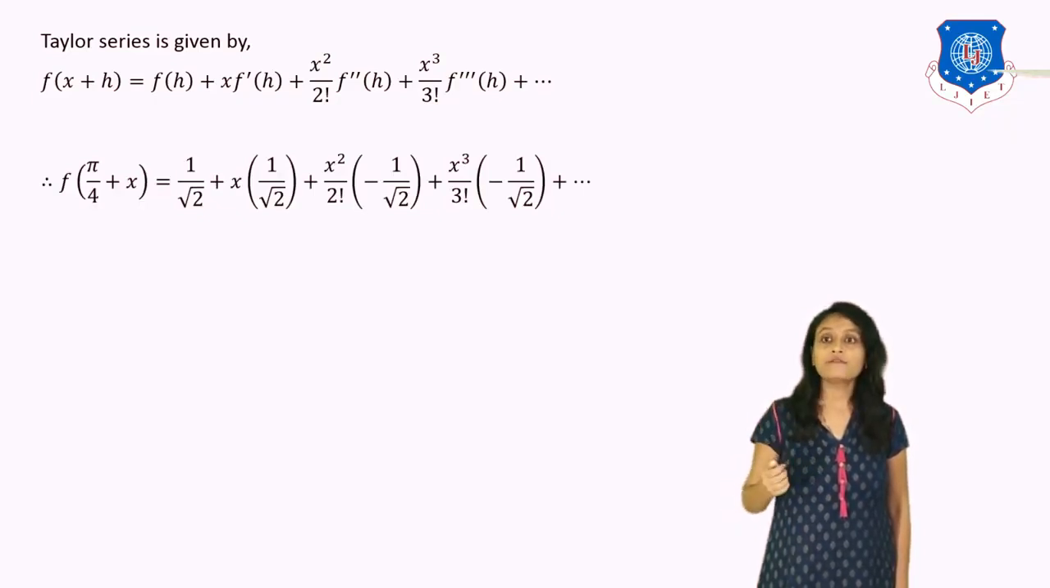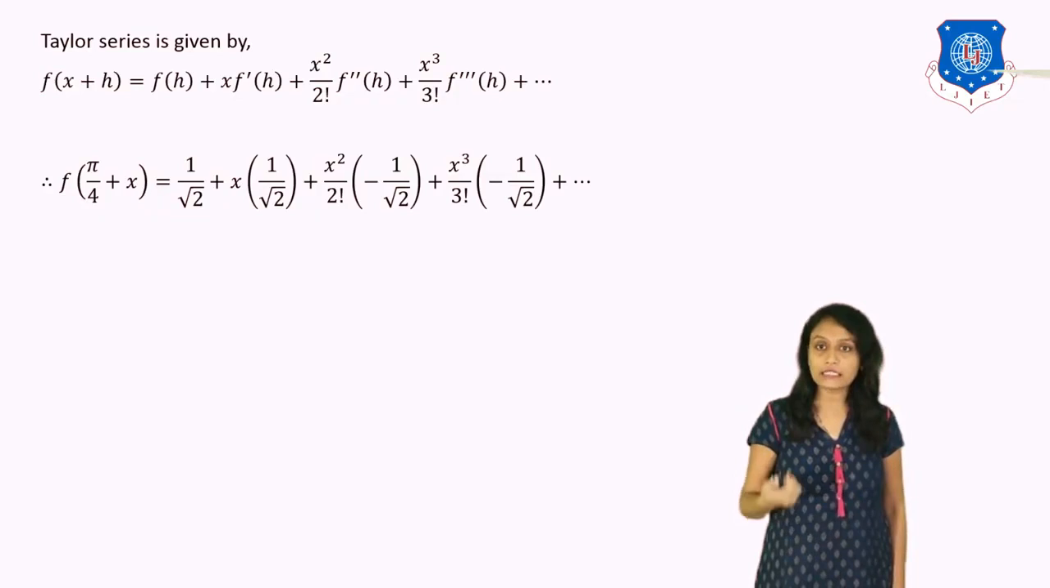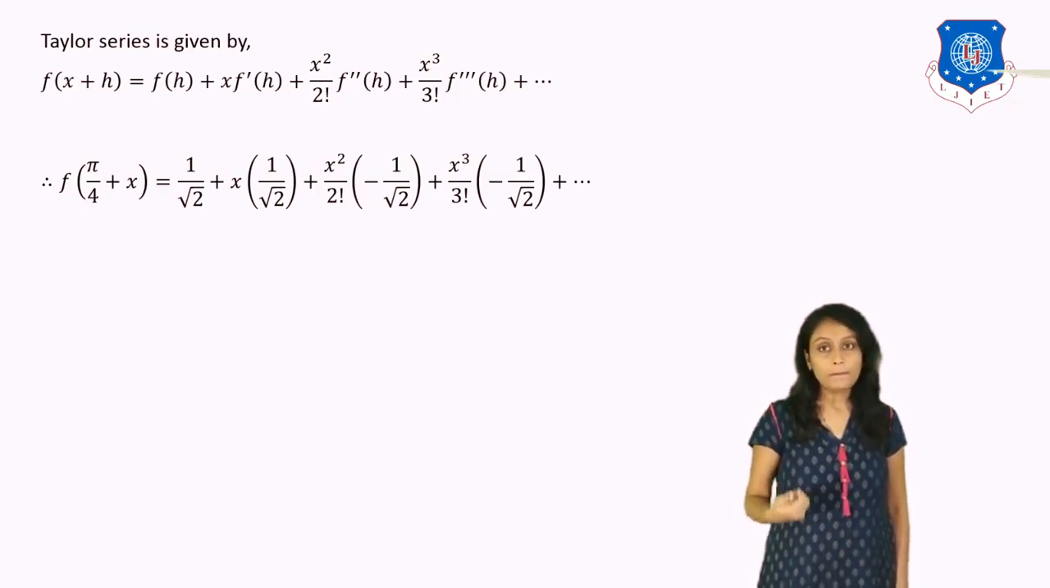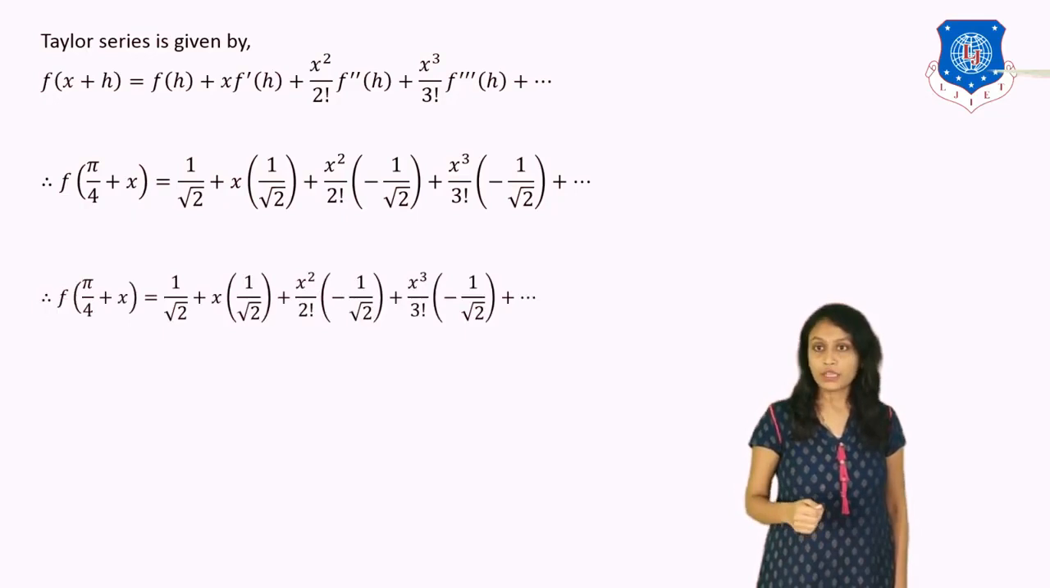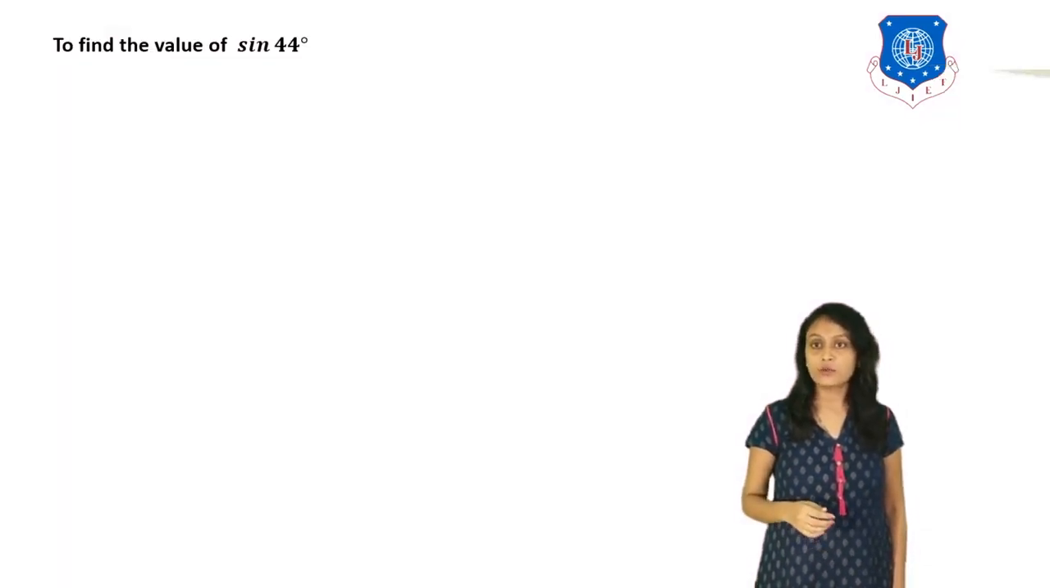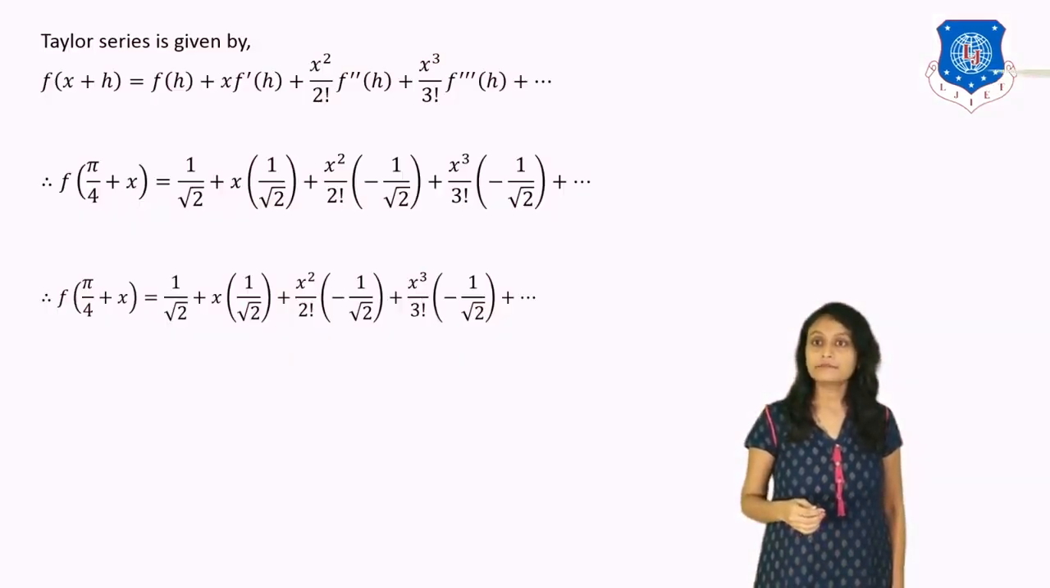Okay, so f of x plus pi by 4, that is f of h is what? 1 upon root 2, then f dash of h, 1 upon root 2 again. Okay, x is kept as it is, then plus x square upon 2 factorial as it is, f double dash h, that is minus 1 upon root 2, plus x cube upon 3 factorial as it is, and f triple dash of h is what? Minus 1 upon root 2. Okay, just simplify it, so you will get the answer, right?